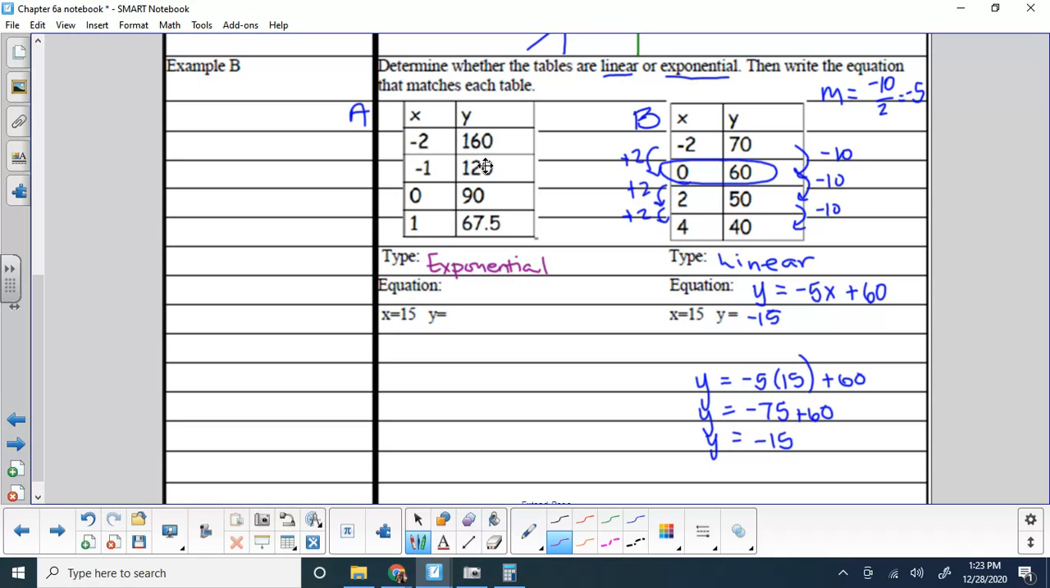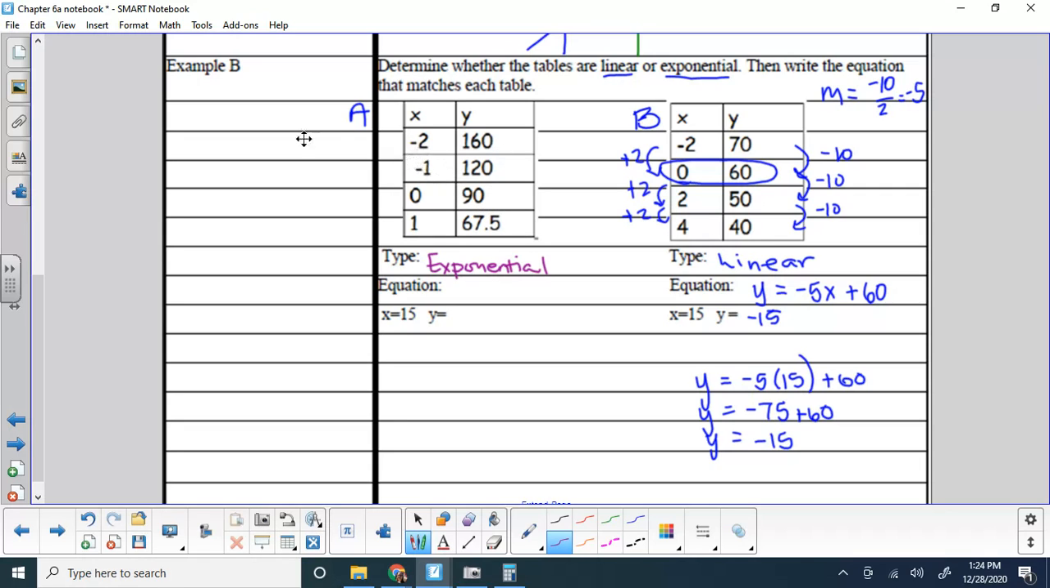160 minus 120 is 40. 120 minus 90 is 30. And 90 minus 67.5 is not a very nice number. But it is not consistent. Because these are not consistent, we're not going to be able to say it's linear. That's an indicator it's probably exponential.